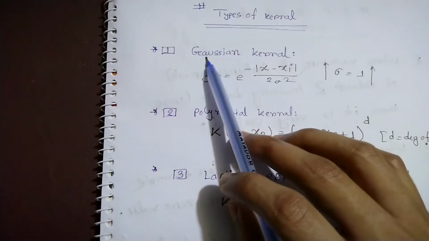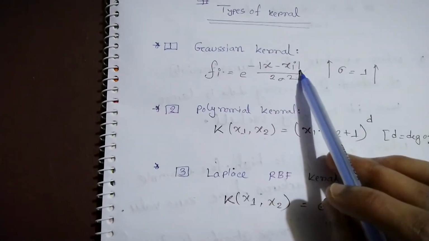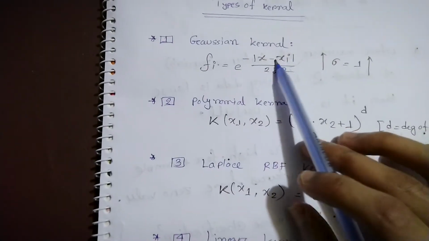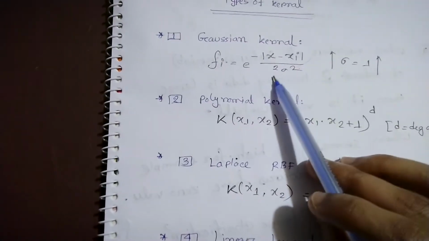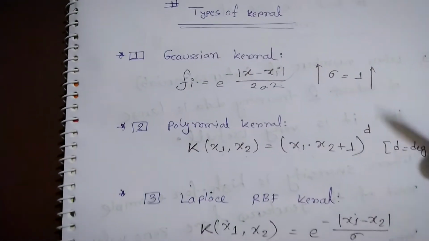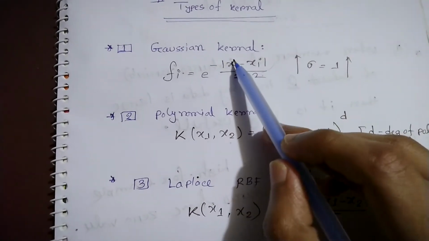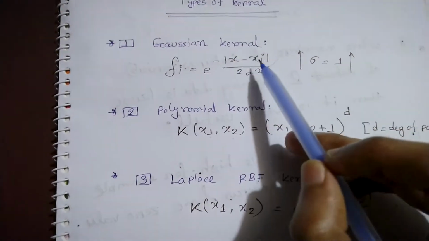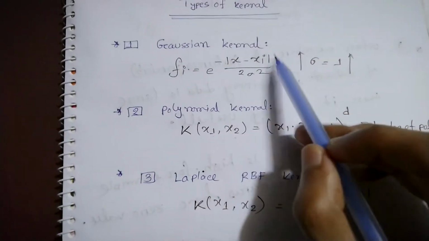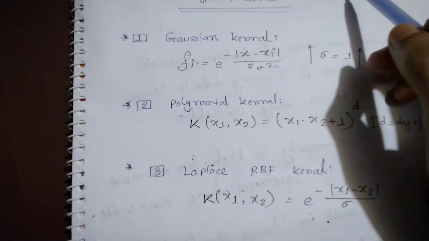So number one, we have the Gaussian kernel. The formula is important. Phi is equal to e to the power minus the modulus of x minus xi, because it should not be minus in the middle, divided by 2 delta square. So delta is any constant. Suppose delta is equal to 1. This x and xi are the input variables. Suppose x is 3 and this is 2. So just divide it by 2 delta square and get your output, the Gaussian kernel.